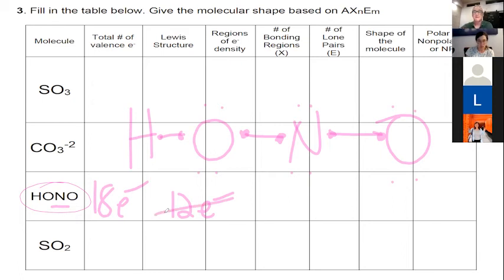Now let's look and see what the charges would be and whether everybody has an octet. So here's oxygen 1 and oxygen 2, so we'll know which one we're talking about. So let's look at oxygen 1. How many valence electrons does oxygen 1 have?